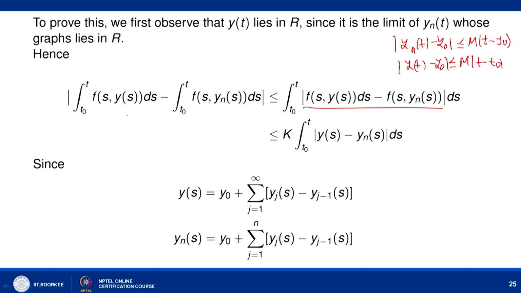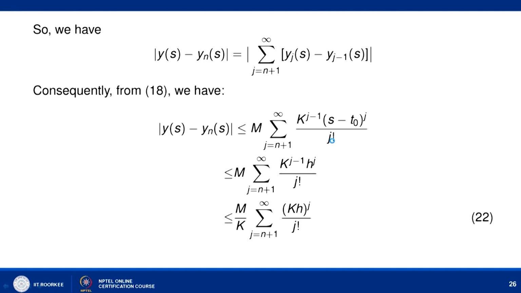Now since we have assumed that y lies in the rectangle R, to find the bound of this we have to look at this quantity. So here, what is y(s)? y(s) is y_0 plus the summation j equal to 1 to infinity of (y_j(s) - y_(j-1)(s)), and y_n(s) is defined as y_0 plus the summation j from 1 to n of (y_j(s) - y_(j-1)(s)). So using these two expressions, we can find y(s) - y_n(s) as follows. The modulus of y(s) - y_n(s) is given as the summation j from n+1 to infinity of (y_j(s) - y_(j-1)(s)). Now we want to show that this quantity can be made arbitrarily small as n tends to infinity.